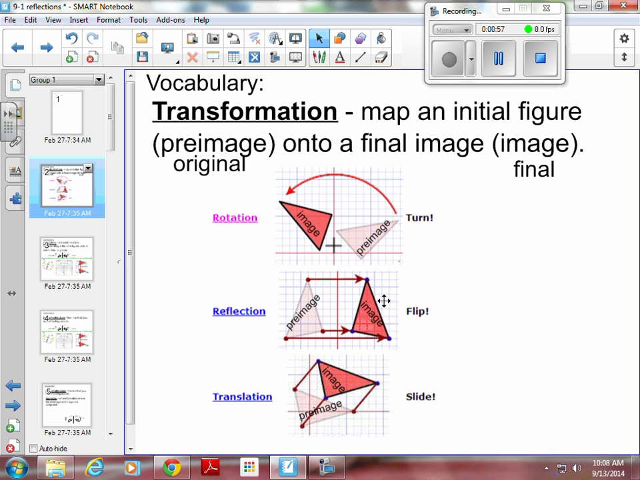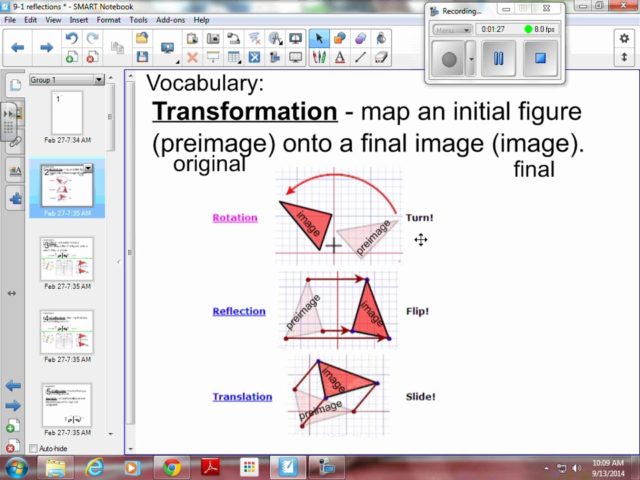And the second one, this darker one again, is the final one. This lighter one is the original, and it just got flipped over this line, and flipping over a line is called a reflection, just like when you look in the mirror you see the opposite image, and so that's reflection. Translation is just sliding it. So if you just move it from one place to the other, so here's our pre-image down lower, and we slid it up and over a little bit to make this image.